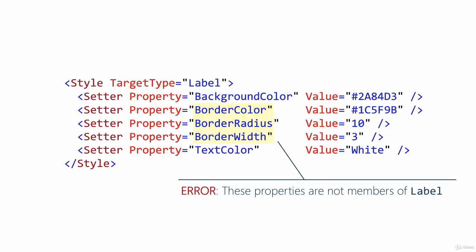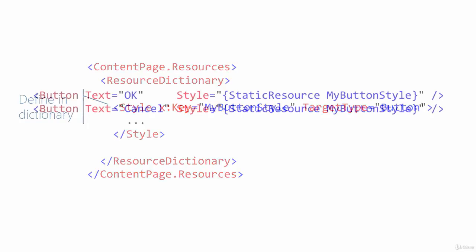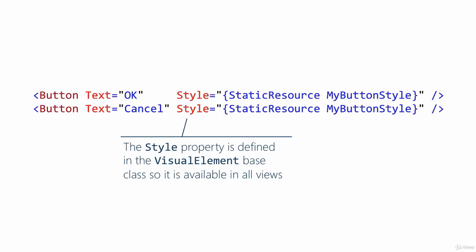Styles are shareable and as such generally defined as resources. You can apply the same style to many different control instances. You load a style by assigning to the style property. The assignment causes each of the setters to be applied to the target. As we saw, styles are typically defined in resource dictionary, so you'll want to use a resource lookup to get the style you want to apply. You can use either a static resource or a dynamic resource to look up the style in the dictionary. The style property is defined in the visual element class. Most controls inherit from visual elements, so the property is available in most controls.